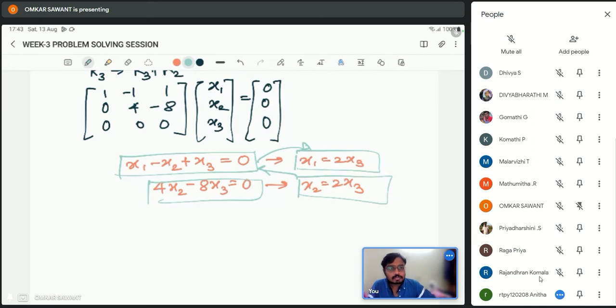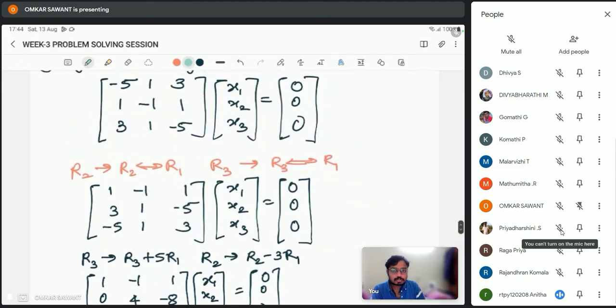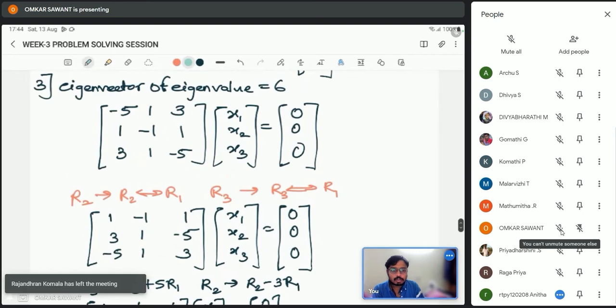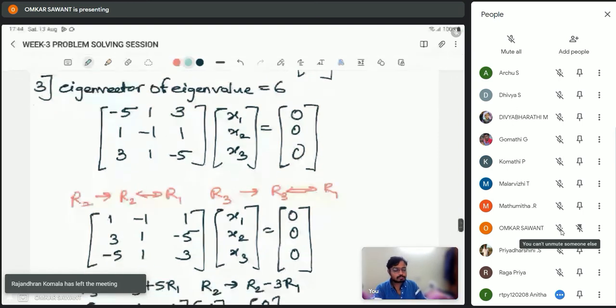Okay, sir. Can you shift the screen somewhat up, sir? Okay, you want the previous steps? Yes, sir. Okay. Thank you. Down, sir. Down. Okay.